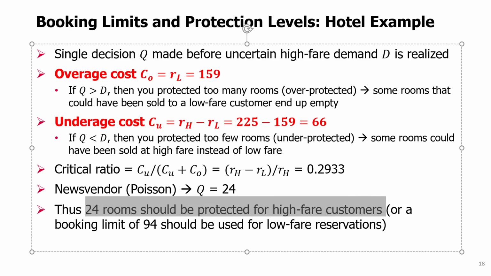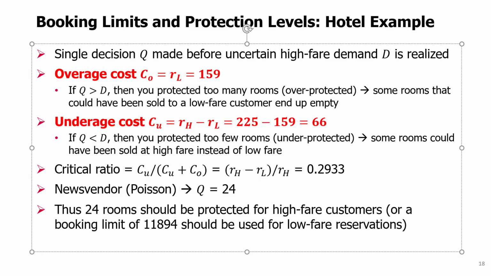And in other words, the booking limit should be 118 minus 24, which is equal to 94. So at most 94 rooms should be sold to the leisure travelers for the low fare.